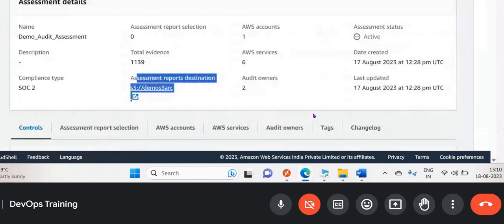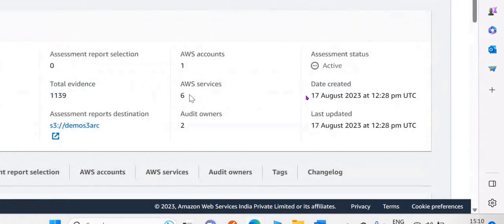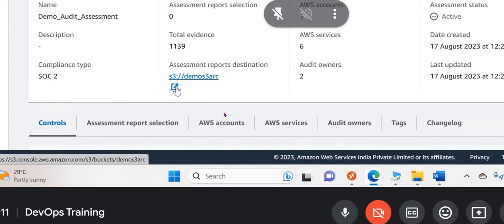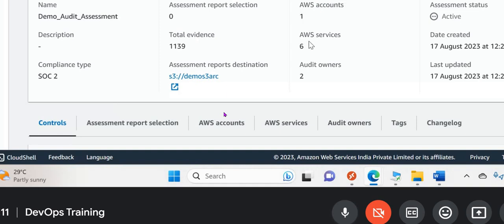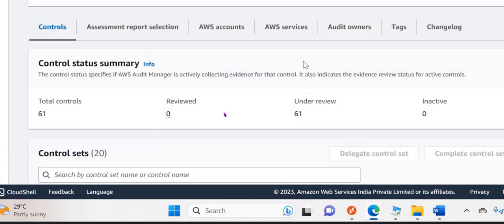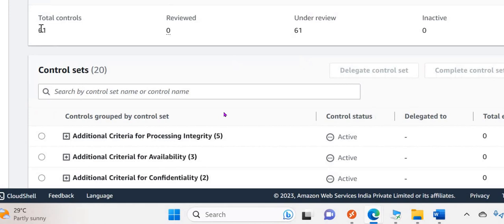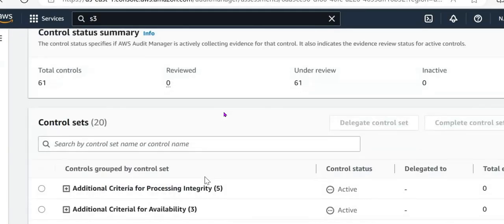So you have the number of services and number of accounts. The hyperlink. No, you mean this one? No, that one, number of accounts. No, that's not a hyperlink, it's just a number. Right? So AWS accounts, if you come down, it is not showing the accounts. You say total controls 61, and you don't have the data for those, right?